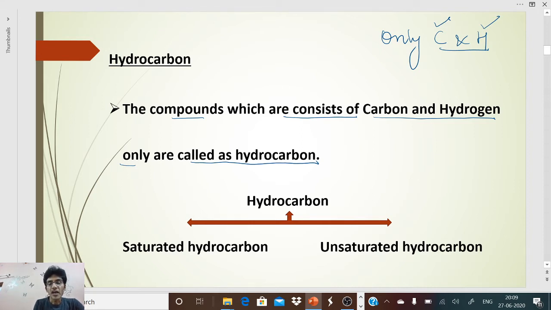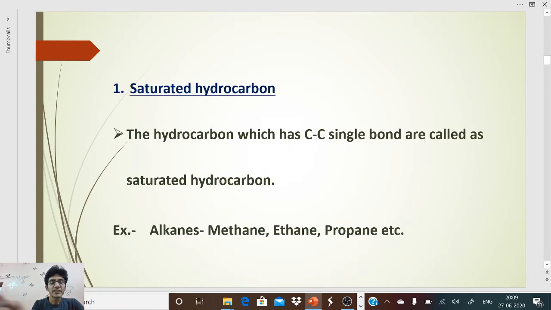Okay, hydrocarbons are classified into two categories. First is the saturated hydrocarbon, second is the unsaturated hydrocarbon. Okay, so there are two types of hydrocarbon: saturated hydrocarbon and unsaturated hydrocarbon. Okay, now we will discuss the saturated hydrocarbon.